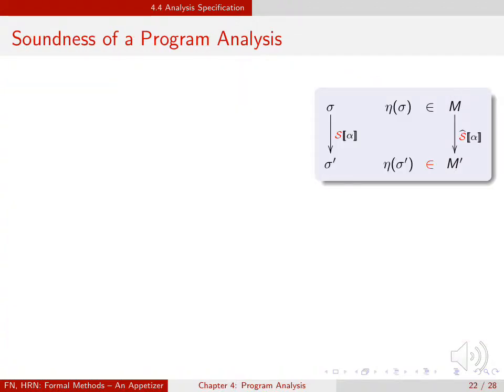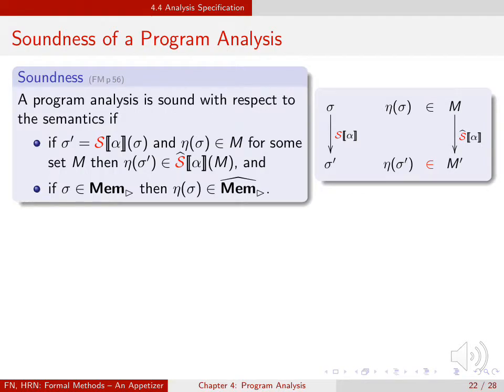We now approach our first subtask, defining what it means for a program analysis to be sound with respect to the semantics. This is illustrated by the diagrams shown here. Whenever a start memory sigma has its corresponding abstract memory contained in a set M, we require that the result of applying the analysis function to M must contain the abstract memory corresponding to the memory sigma prime arising from applying the semantics to sigma. This can be expressed by the following conditions. That also takes care of the initial memories.